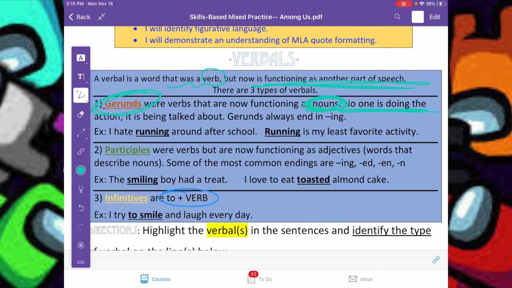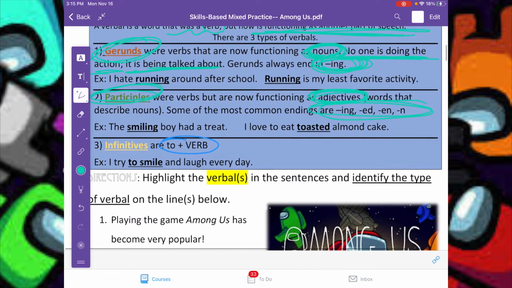No one is doing the action. We're talking about it. Gerunds always end in ing. Participles. They were verbs. They're now functioning as adjectives or descriptive words. Common endings for participles: ing, ed, and en. When you use a verb to describe a noun, it is a participle. And the last one is an infinitive. An infinitive is to plus a verb.